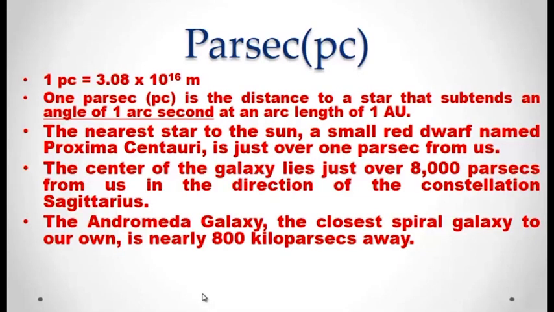its orbit. The nearest star to the Sun, a small red dwarf named Proxima Centauri, is just over 1 parsec from us. From this parallax concept, 1 parsec is defined as the distance to a star that subtends an angle of 1 arc second at an arc length of 1 astronomical unit. The nearest galaxy, the Andromeda galaxy, is nearly 800 kiloparsec away from us. This is how parsec is used in the measurement of astronomy.